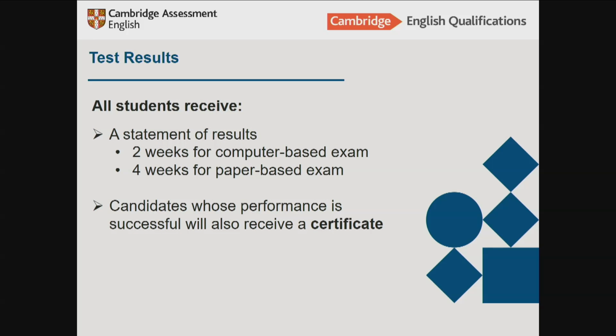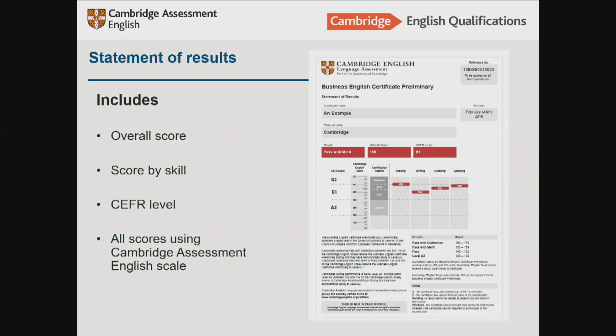Okay, so let's talk a little bit about the results that you will receive. So, first of all, you will receive a statement of results, and this will be available within 2 weeks if you've taken the computer-based version of the exam, or 4 weeks if you've taken the paper-based version of the exam. And then, if you've passed the exam, you will also receive a certificate. So let's look first of all at the statement of results.